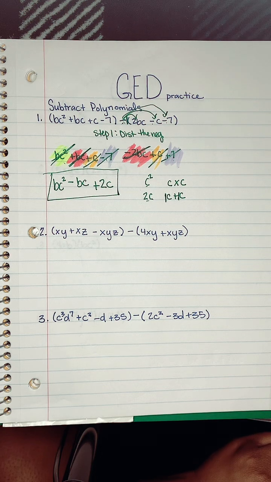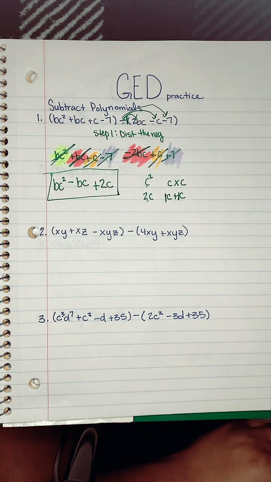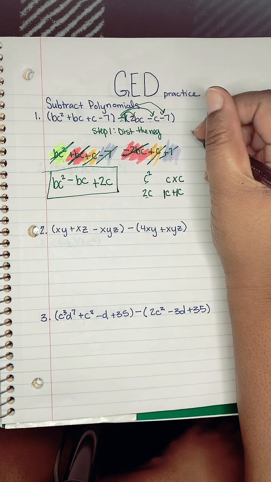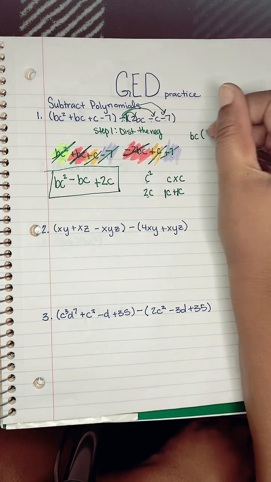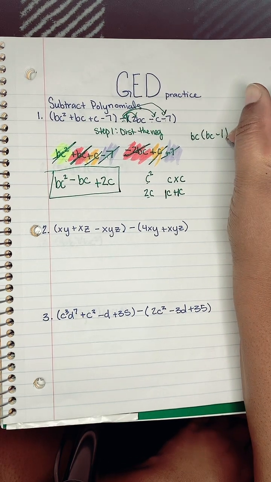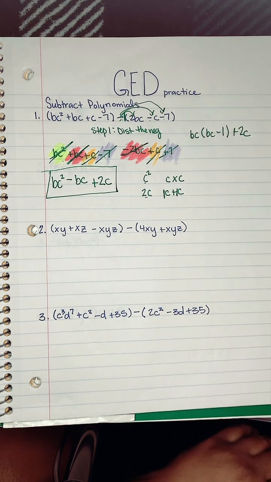Could we do BC? Oh, that's a good question. Okay, could we do BC times BC minus 1, parenthesis, plus 2C? Okay, so you said, could we do BC times BC minus 1, plus 2C?